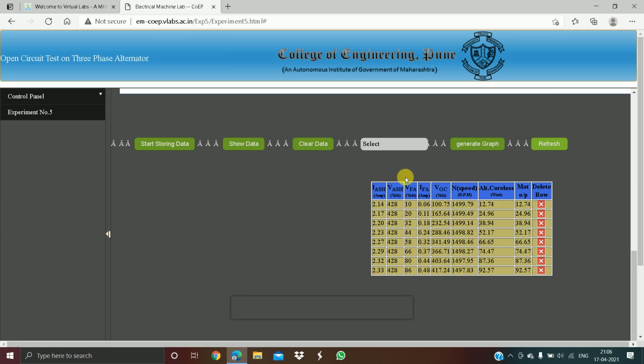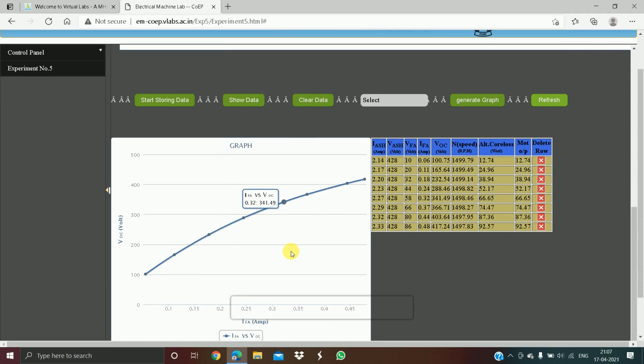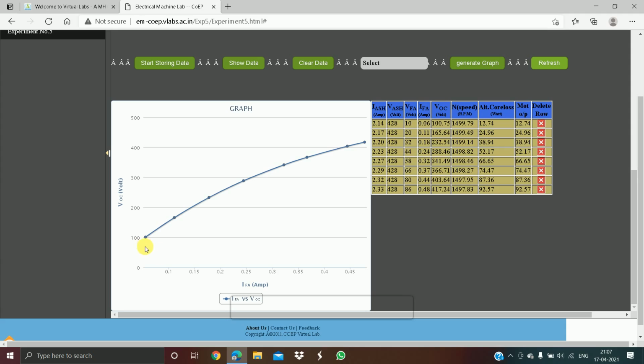For this, we are going to draw a graph between the field current and the open circuit voltage. Click generate graph to see the graph, and you can see that the voltage starts to increase when the field current is increased.